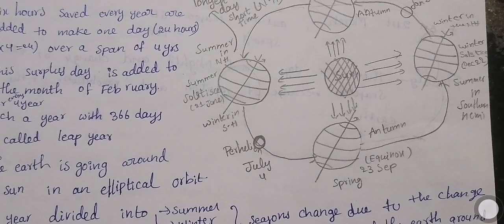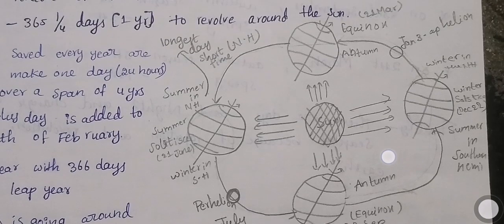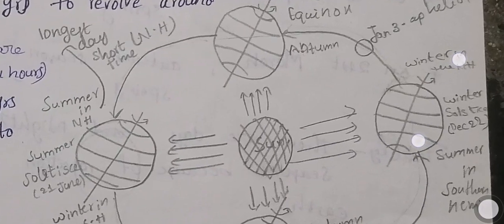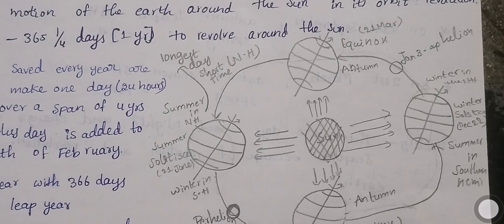Next, Andaman. Here we come to this position again. Let's wait for a while and then we come to December 22nd. If the earth revolves and comes to the position of December 22nd, what happens? The southern hemisphere is towards the sun and the northern hemisphere is away from the sun. In this, we have winter in the northern hemisphere and summer in the southern hemisphere. Hence, it is called the winter solstice.